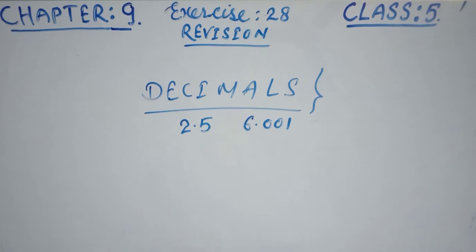Now, in this exercise we will learn once again how to multiply two decimals, and how to multiply with 10, 100, 1000, etc. Okay friends, so let's get started. Now the exercise 28.